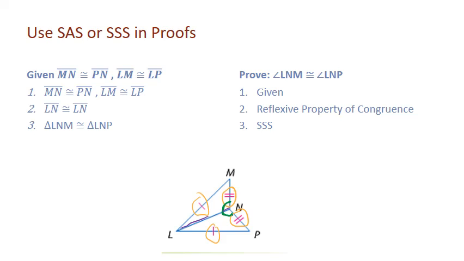And so we're trying to prove that angle LNM is congruent to angle LNP. So we can say that angle LNM is congruent to LNP. And what would be our reason for that? CPCTC: congruent parts of congruent triangles are in fact congruent.